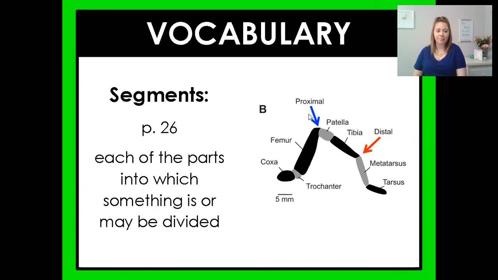Vocabulary for today. First we have the word segments. It means each of the parts into which something is or may be divided, or separated. So I have an example diagram of a spider's leg. You'll understand more later, but this spider's leg has different segments. One, two, three, four, five, six, seven segments, each made up of different little parts or pieces.